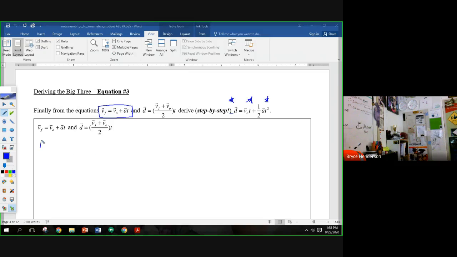Let's rewrite 1 just for the sake of writing. VF equals VO plus AT. Okay, 2, if you want to rewrite 2 here, you can. D equals (VF plus VO) over 2 times T. And just like before, I'm going to substitute 1 into 2.